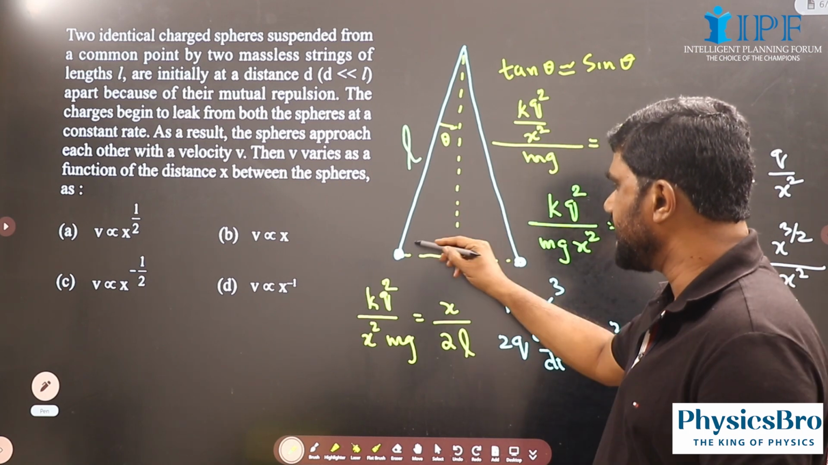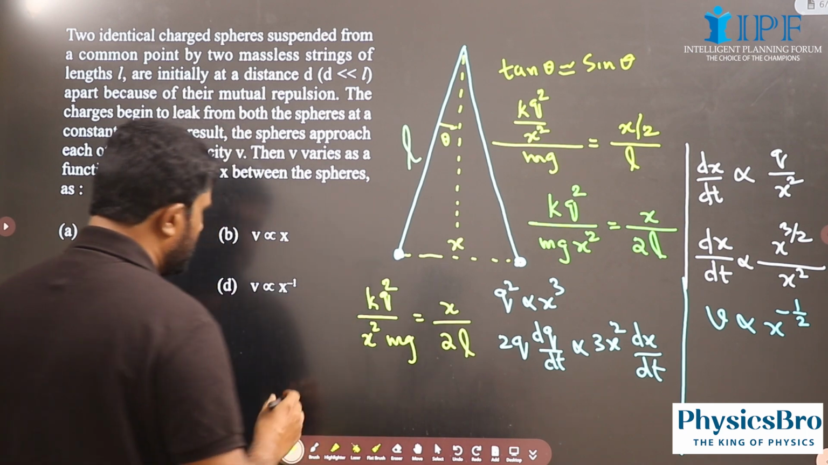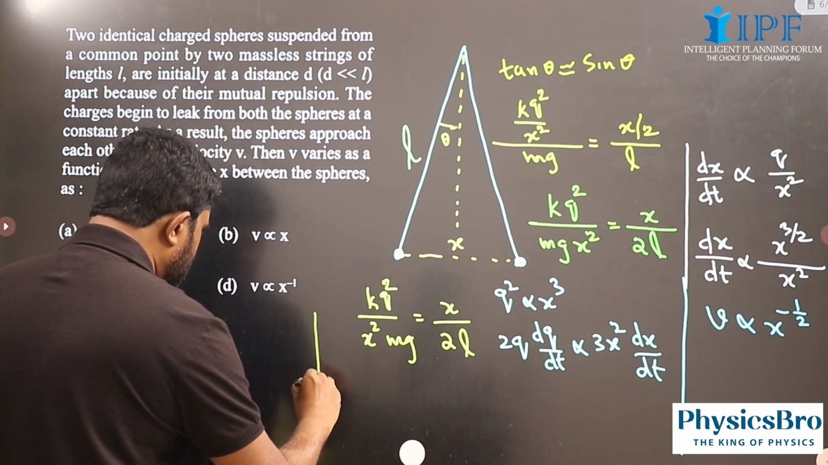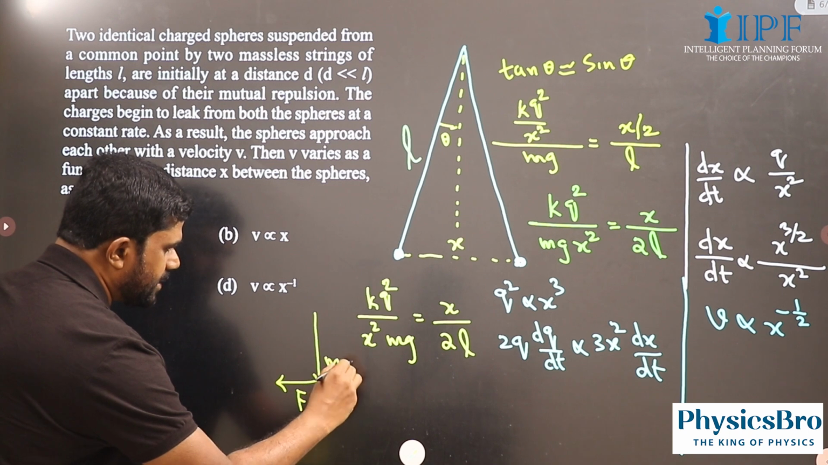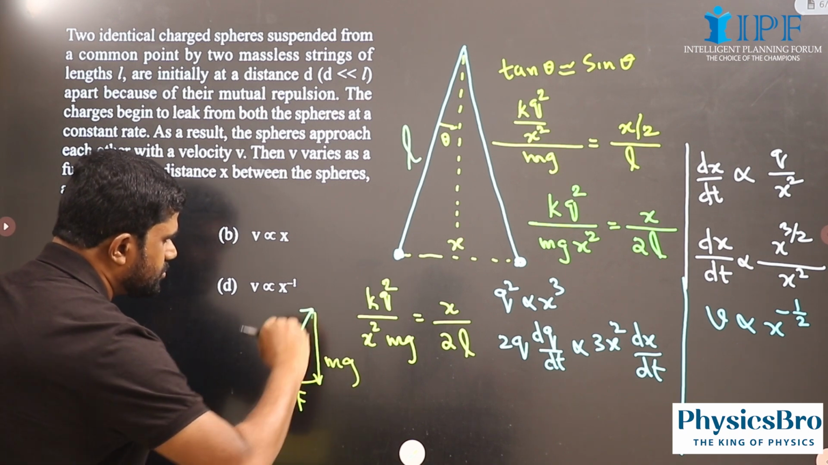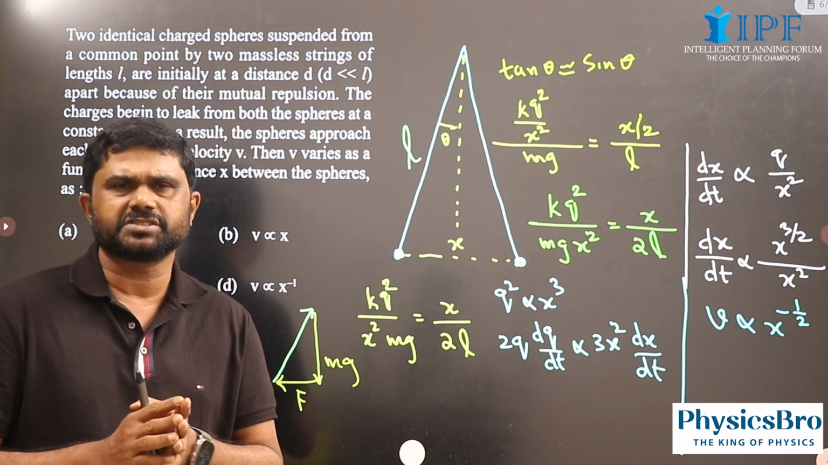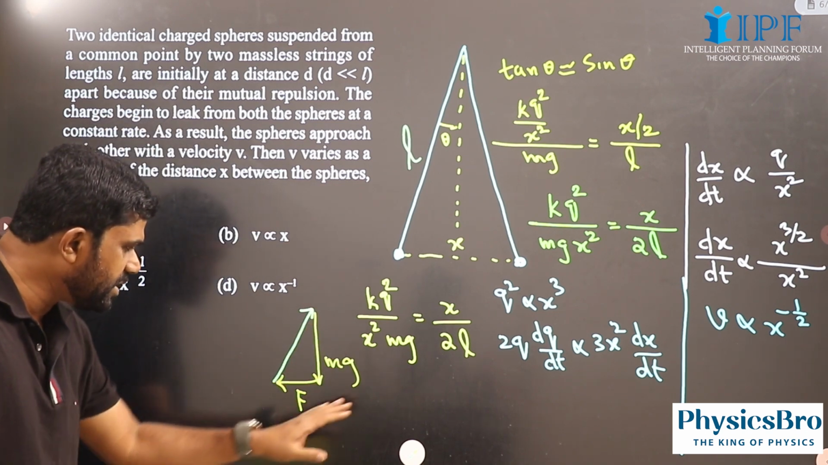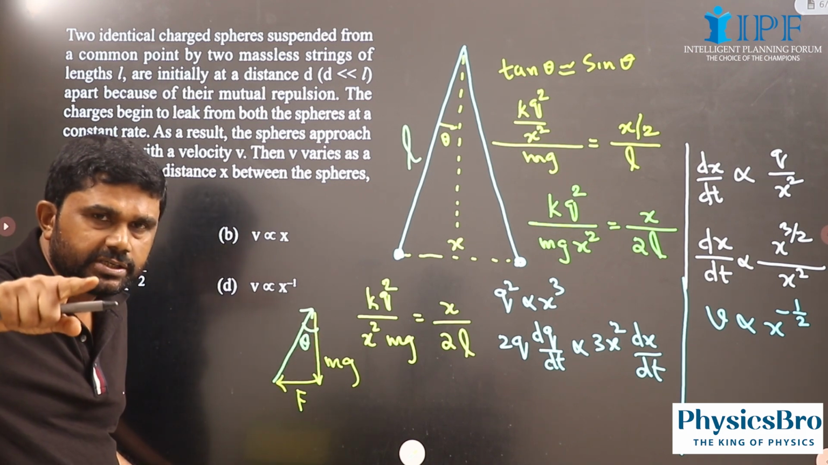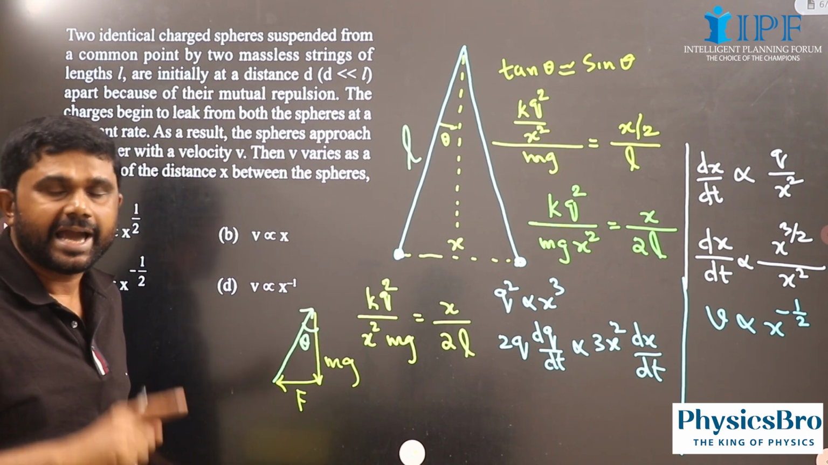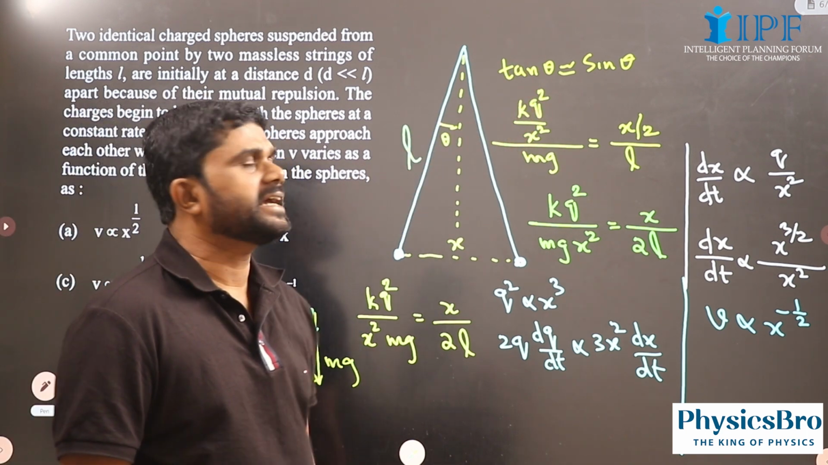Now what are the forces acting on the two identical charged spheres? Weight will be acting like this, mg. Electric repulsion will be like this, F, and tension will be like this. Suppose at each moment it is in equilibrium, the resultant force acting on it is 0. This is angle theta, and it is very small. As it is very small, theta will be nearly equal to tan theta, and nearly equal to sin theta when theta tends to 0. So we can write tan theta approximately equal to sin theta.